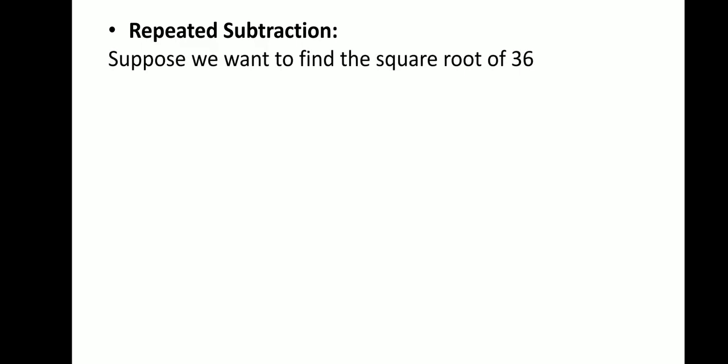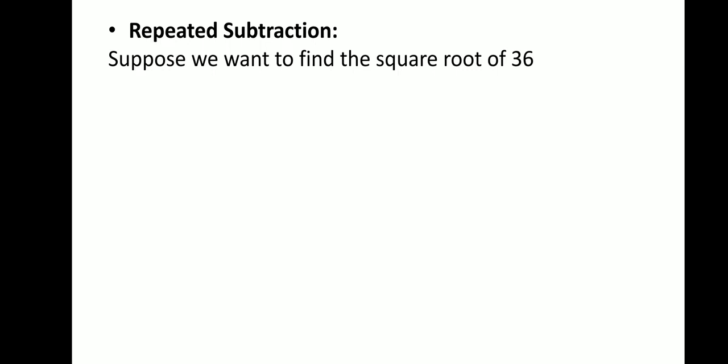Coming to the repeated subtraction method. Suppose we want to find out the square root of 36, and we know that if a natural number cannot be expressed as the sum of successive odd natural numbers starting with 1, then it is not a perfect square. We will use this property and keep on subtracting the successive odd natural numbers from the given number till we get 0, and the number of times we do the subtraction, those very steps will tell you the square root of the given number.